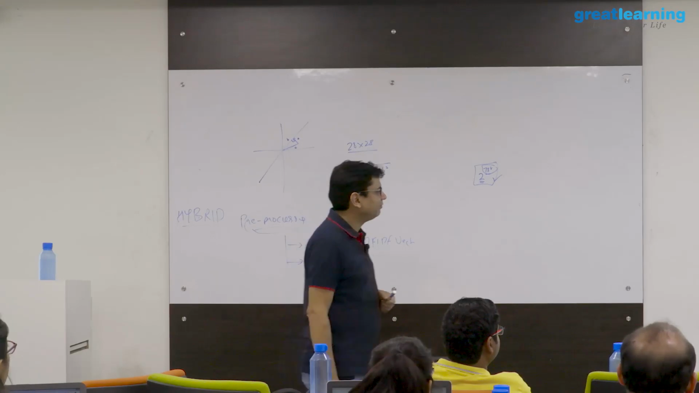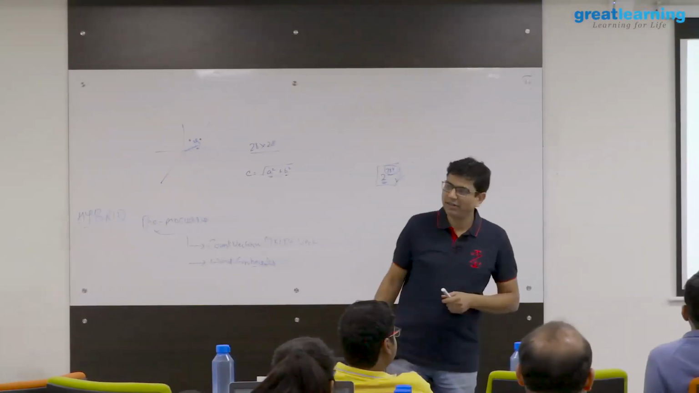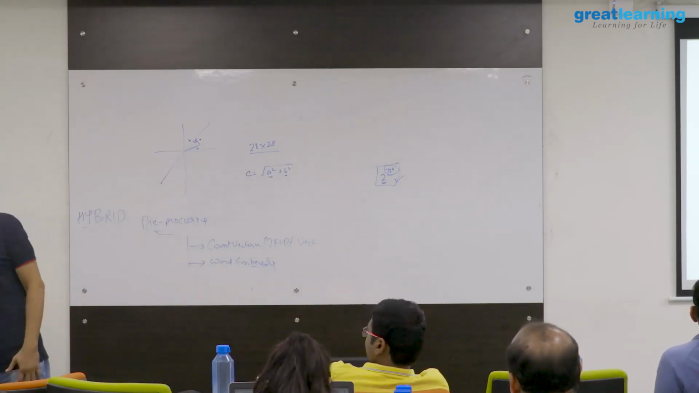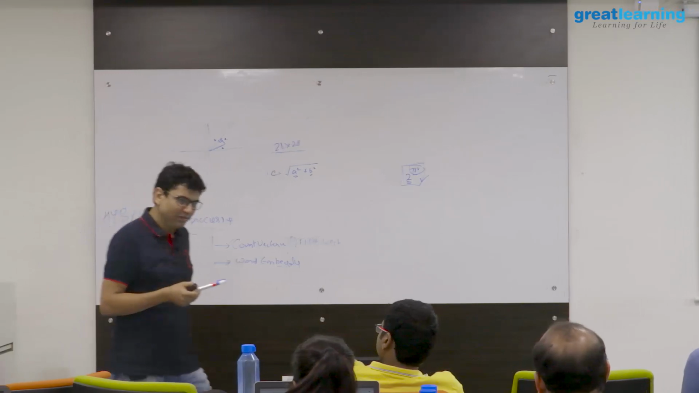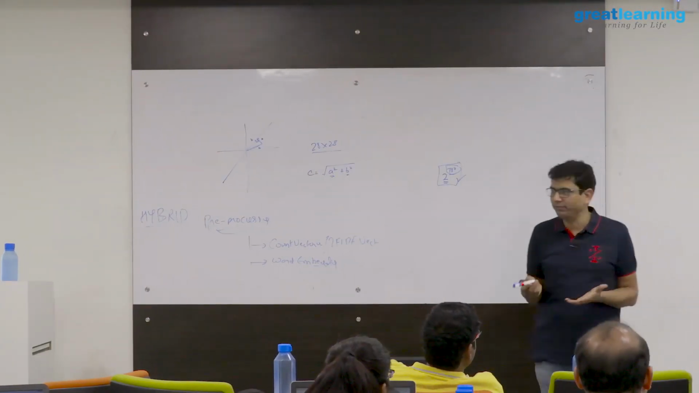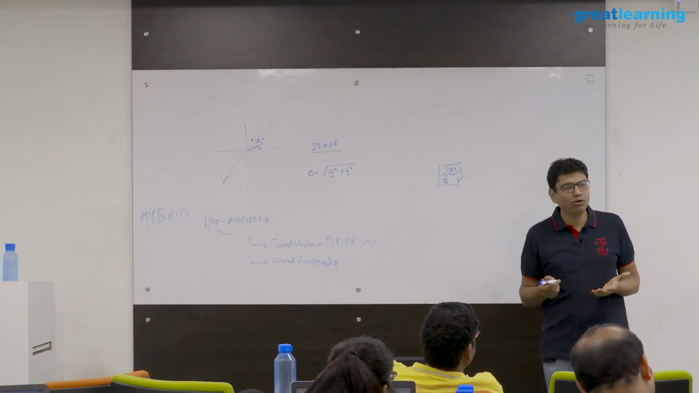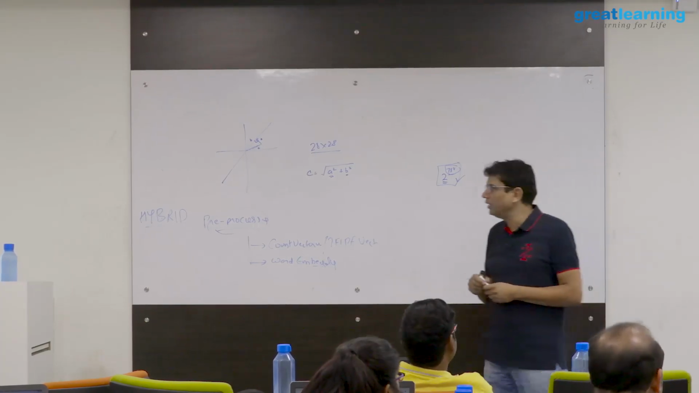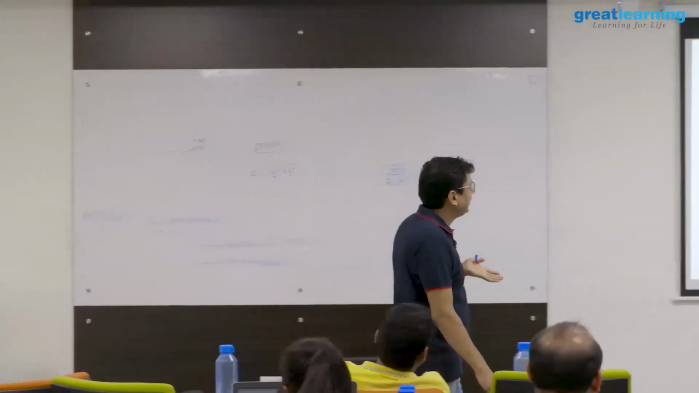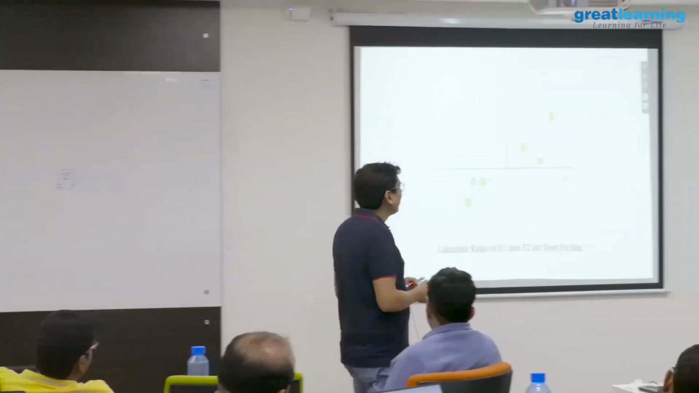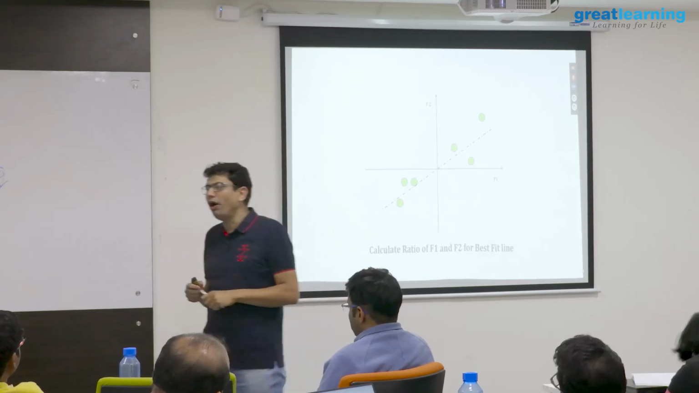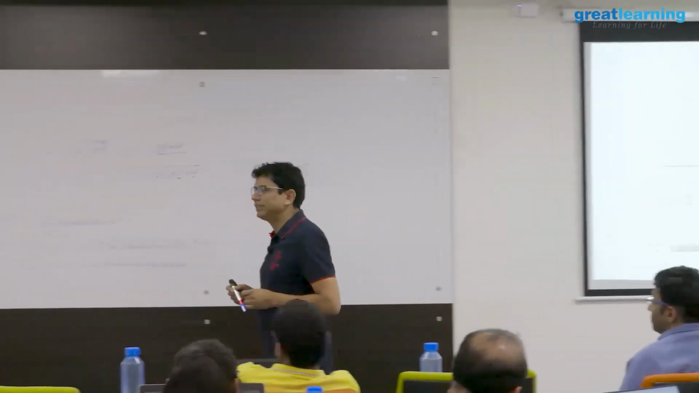Now, what do we do with that? Suppose the line I drew just now is the best fit. This best fit line is called PC1, principal component 1. Before we go into what PC1 means, we will calculate the ratio of F1 and F2 for this line.